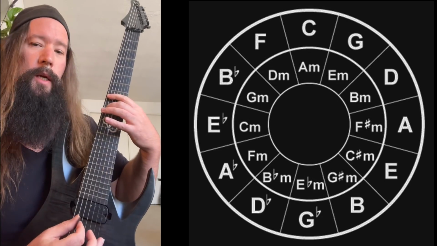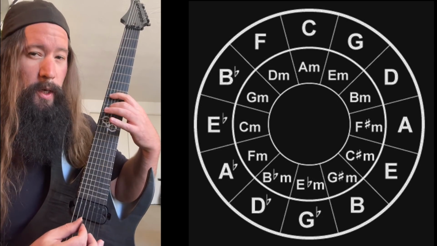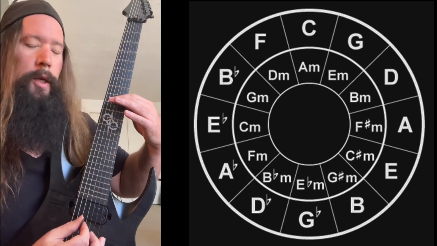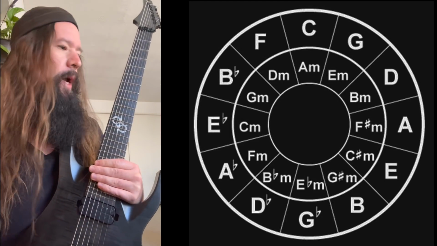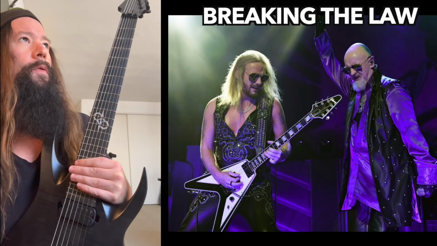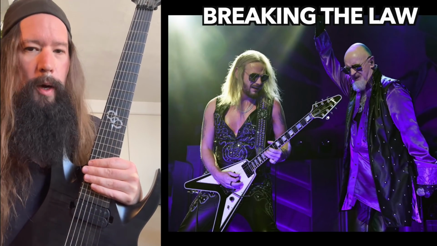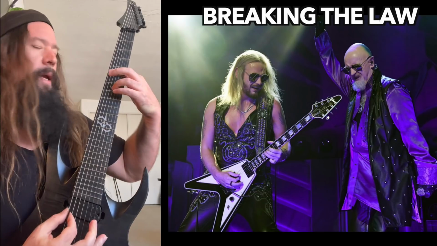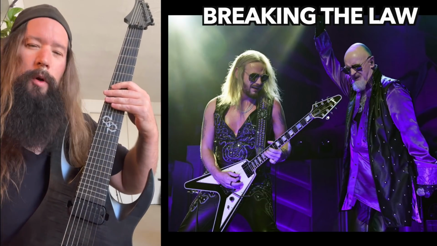C, D, E, F, G, A, D, which stands for bitch. And then you're back to C. Now, you could think of Judas Priest breaking the law as being in this key. It's technically using the relative minor, which is an A, but it's the same group of notes.